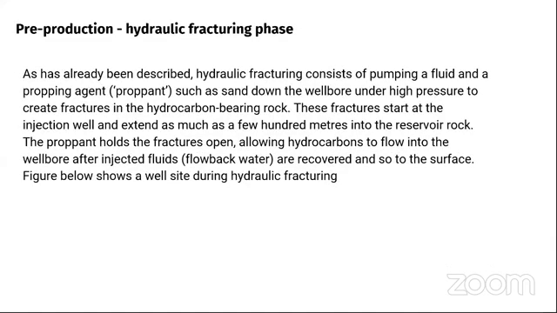So, the pre-production hydraulic fracturing phase. Before this, we need to make a perforation. The perforation comes first, after which we make the hydraulic fracturing. As has already been described, hydraulic fracturing consists of pumping a fluid and propping agent, which is called proppant, such as sand, down the wellbore under high pressure to create fractures in the hydrocarbon-bearing rocks. This fracture starts at the injection well and extends as much as a few hundred meters into the reservoir rocks. The proppant holds the fracture open, allowing the hydrocarbon to flow into the wellbore after the injection fluid and flowback water are recovered. The figure below shows the well site during hydraulic fracturing.